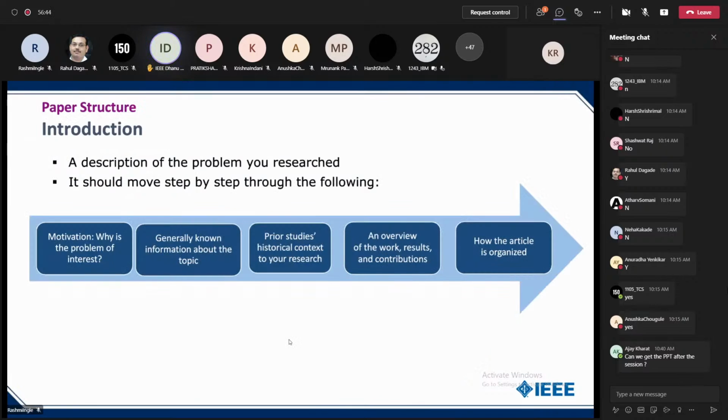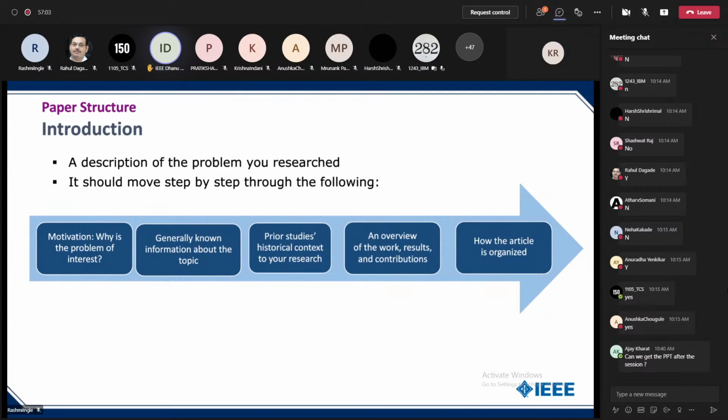Again, the introduction is the beginning part, the first part of the article, wherein you explain the motivation for writing it. It sometimes covers 1 to 1.5 pages. So in the beginning, you need to let the readers know some of the general information about the topic.